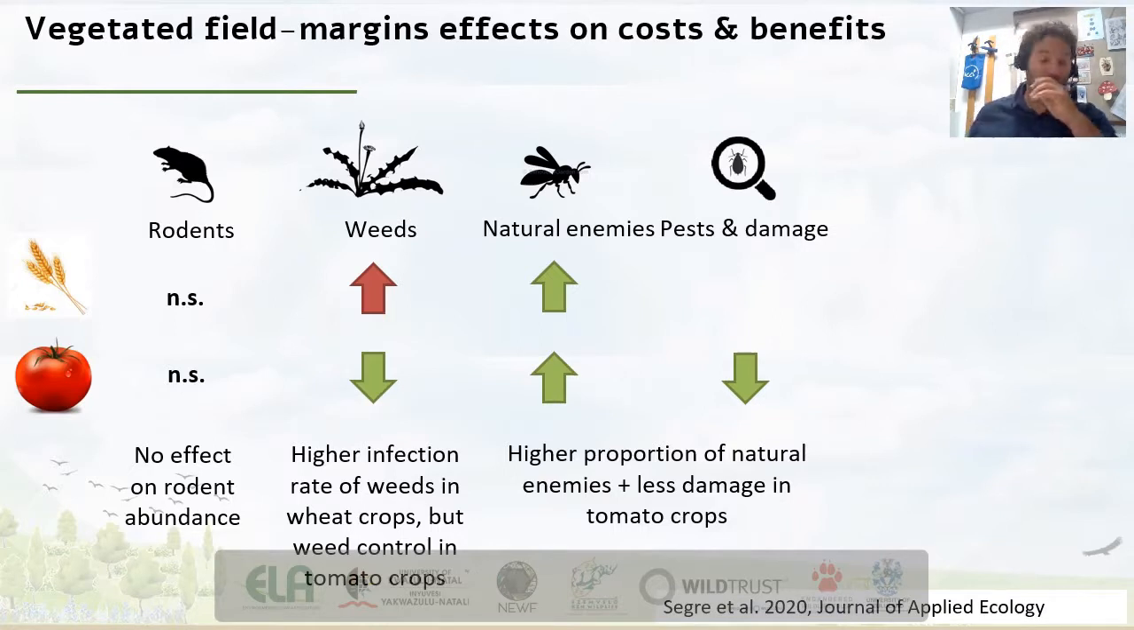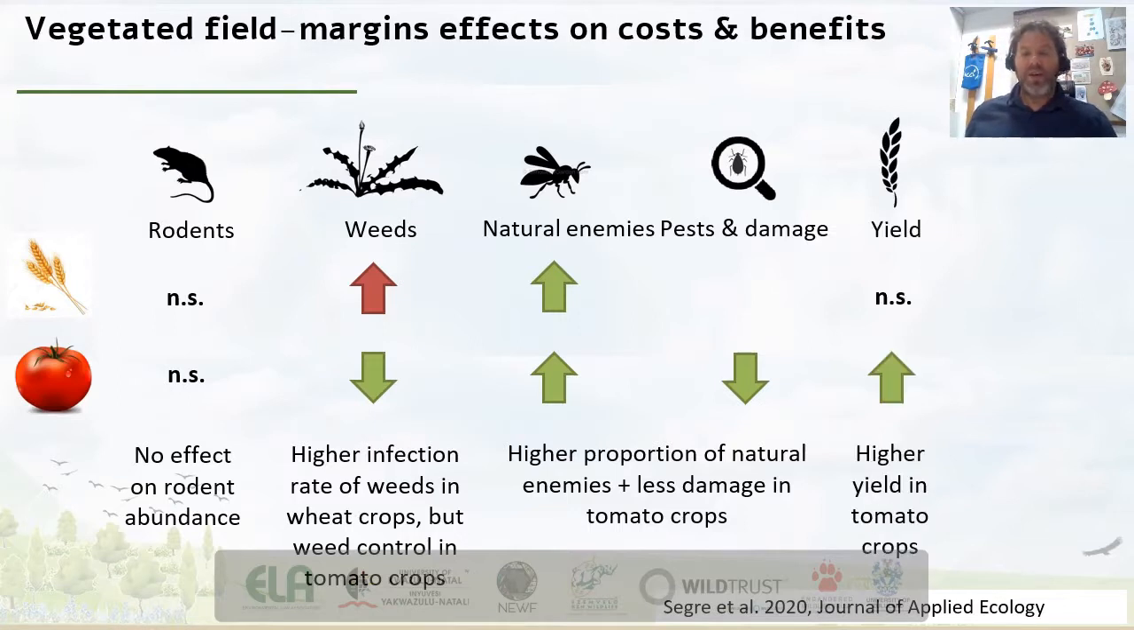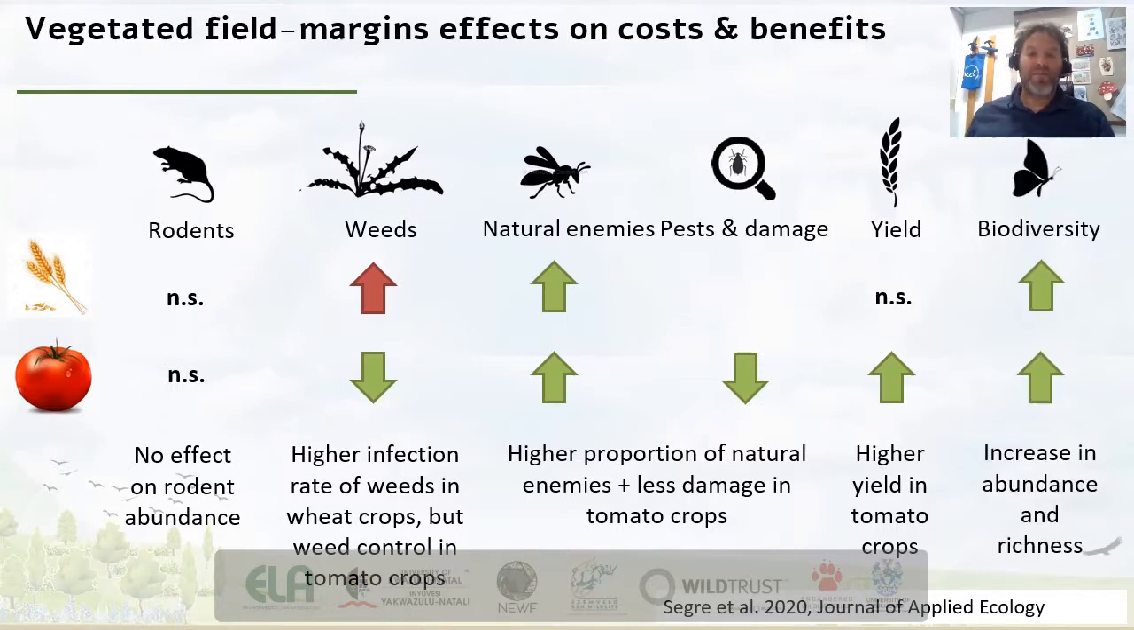And damage, we can only look for damage in tomato crops. And then we thought it was actually reduced, most probably because of these natural enemies. Now, the bottom line, what the farmer cares about, the yield. Even though there was an increase in weeds, there was no effect on the yield altogether. And for the tomato, as expected, we got higher yields. Finally, biodiversity. Field margins can actually increase biodiversity in terms of species diversity, richness, and abundance.